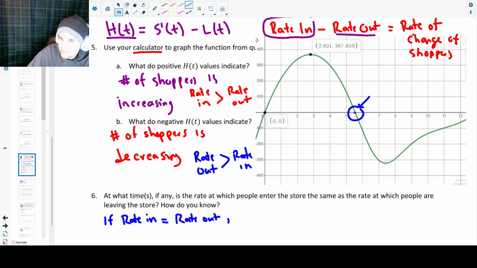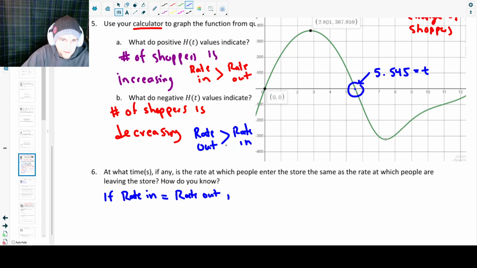Now, that doesn't necessarily mean that there are 0 people entering and 0 people leaving. It means that these two rates have balanced out. There are an equal number of people coming in compared to people going out. And if we do an approximation here, I believe if I go back to the Desmos, it's around 5.545. That's the time that this is happening when we have a rate of 0.